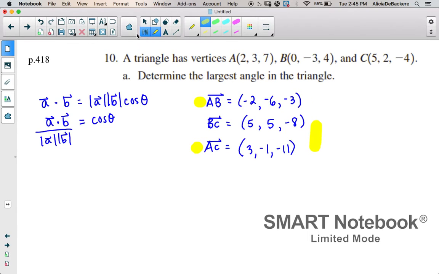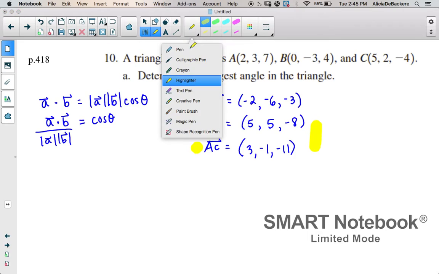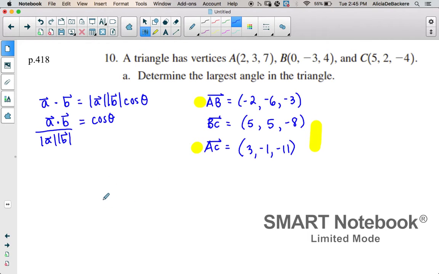So we'll start with A and C, and then I could actually find angle B as well by using the property that all the angles in the triangle will add up to 180 degrees. So I'm using this formula, and I'm going to start with the corner A. So I'm going to do AB dot with AC. I guess I should put the cos theta on this side. Cos theta equals the magnitude of AB times the magnitude of AC.